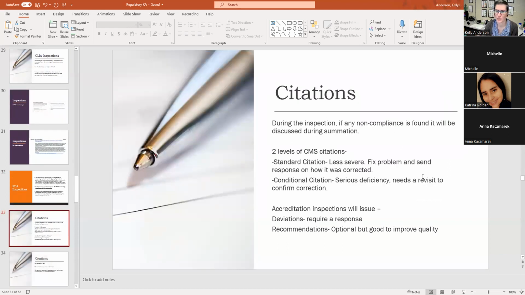So what happens after the inspection? After they have gone through and checked that you're performing everything correctly or asking for documentation, you'll have a conclusion or a summation at the end of the inspection. And let me tell you, if you prepare for inspections and you know where to find things, these inspections will go so much smoother and be so much faster.